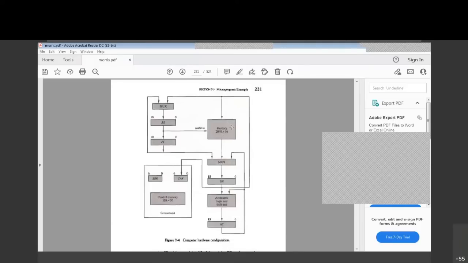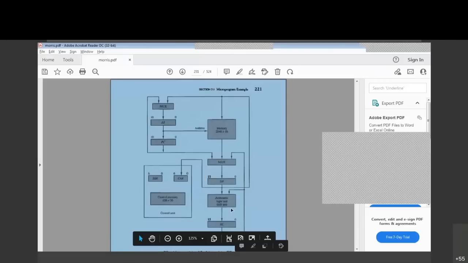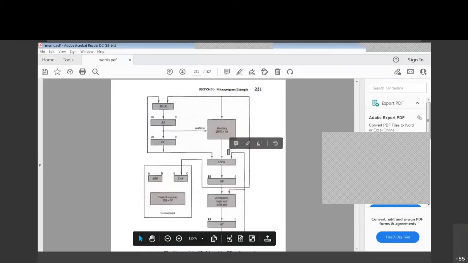First of all, when we talk about data register, where does the data register receive data from? So the data register would receive the data from memory. Okay, it would receive the data from memory. This is the first arrow. It may receive the data from accumulator.